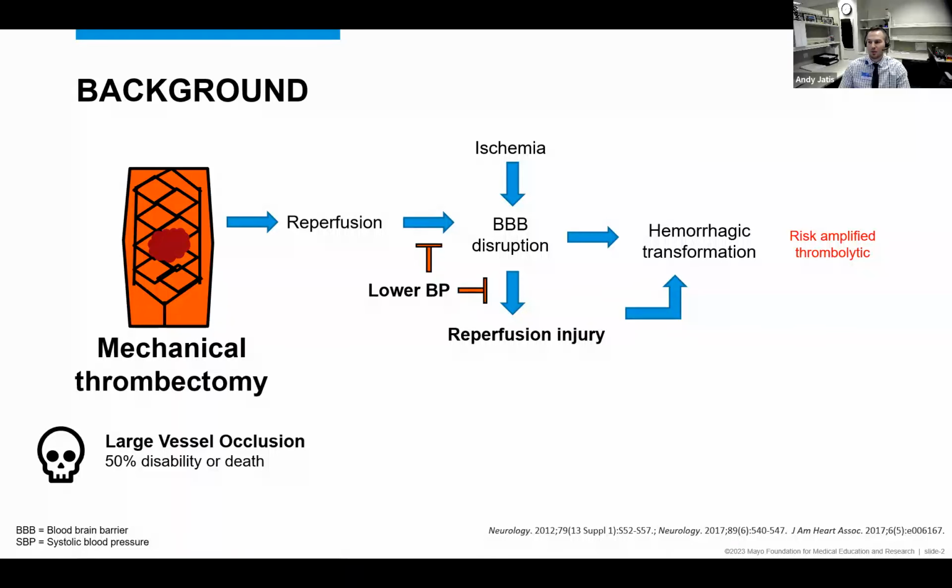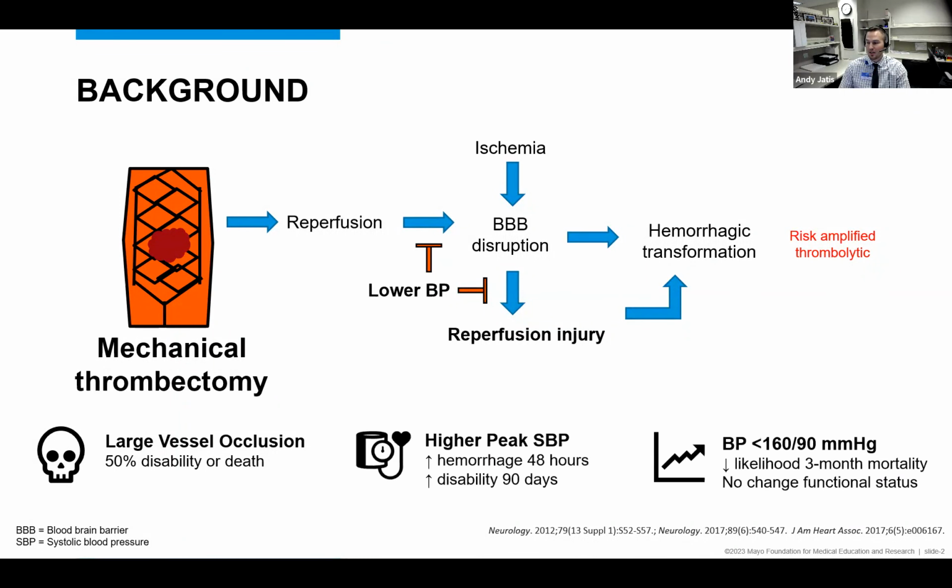It really stems initially from some of our retrospective studies. A few that I want to mention is one that looked at the impact of just having a higher peak systolic blood pressure. And what they found in these patients after mechanical thrombectomy is that they were at an increased chance of hemorrhage at 48 hours, really for each incremental change in their systolic blood pressure. So really just that idea that a higher systolic blood pressure after thrombectomy can be harmful. And this also led to, of course, patient-oriented outcomes that showed an increased disability at day 90.